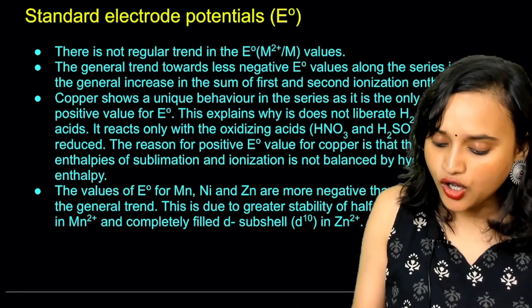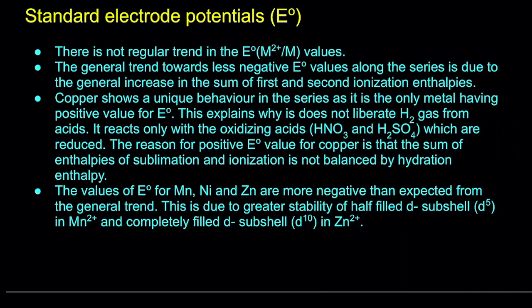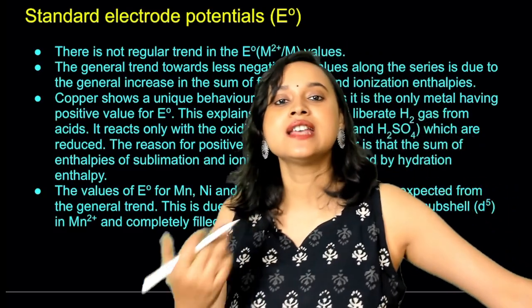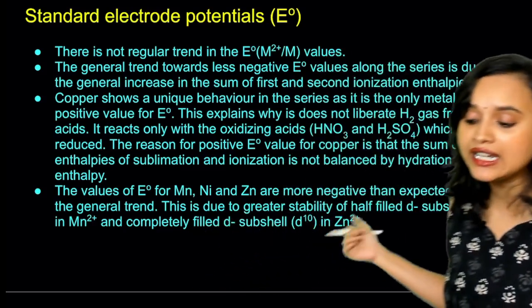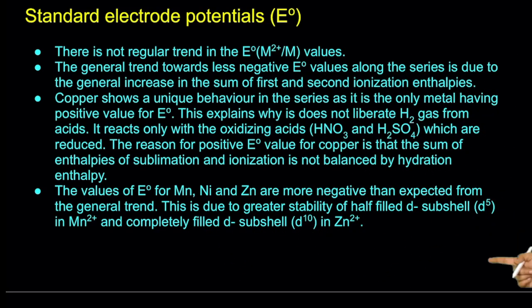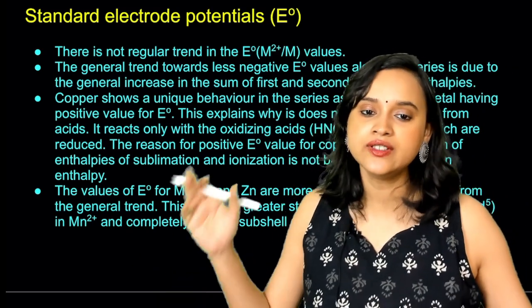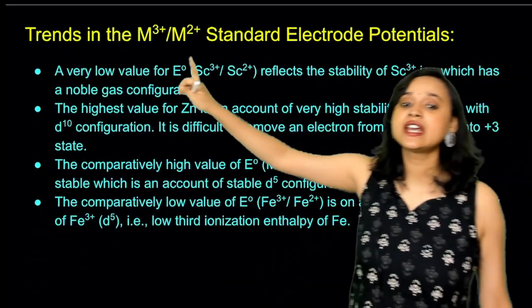Now, if you notice the values of E naught for manganese, nickel and zinc, they are more negative than expected. Why so? It is because of the greater stability of d orbitals. The d orbitals in the case of manganese are half filled, and in the case of zinc they are completely filled. So they have d5 in Mn2+ and a completely filled d shell in zinc. They have greater stability, and that is why they have more negative E naught values. Understood?